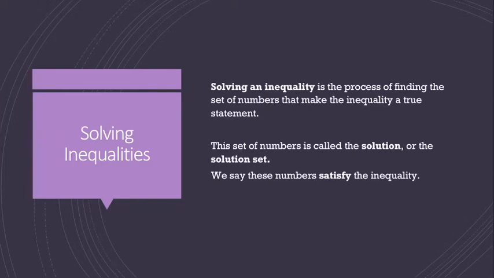So when we solve an inequality, that is the process of finding the set of numbers that make our inequality a true statement. And that set of numbers, which is typically going to be more than just one number, is called our solution or our solution set. And all the numbers in our solution set are said to satisfy our inequality.